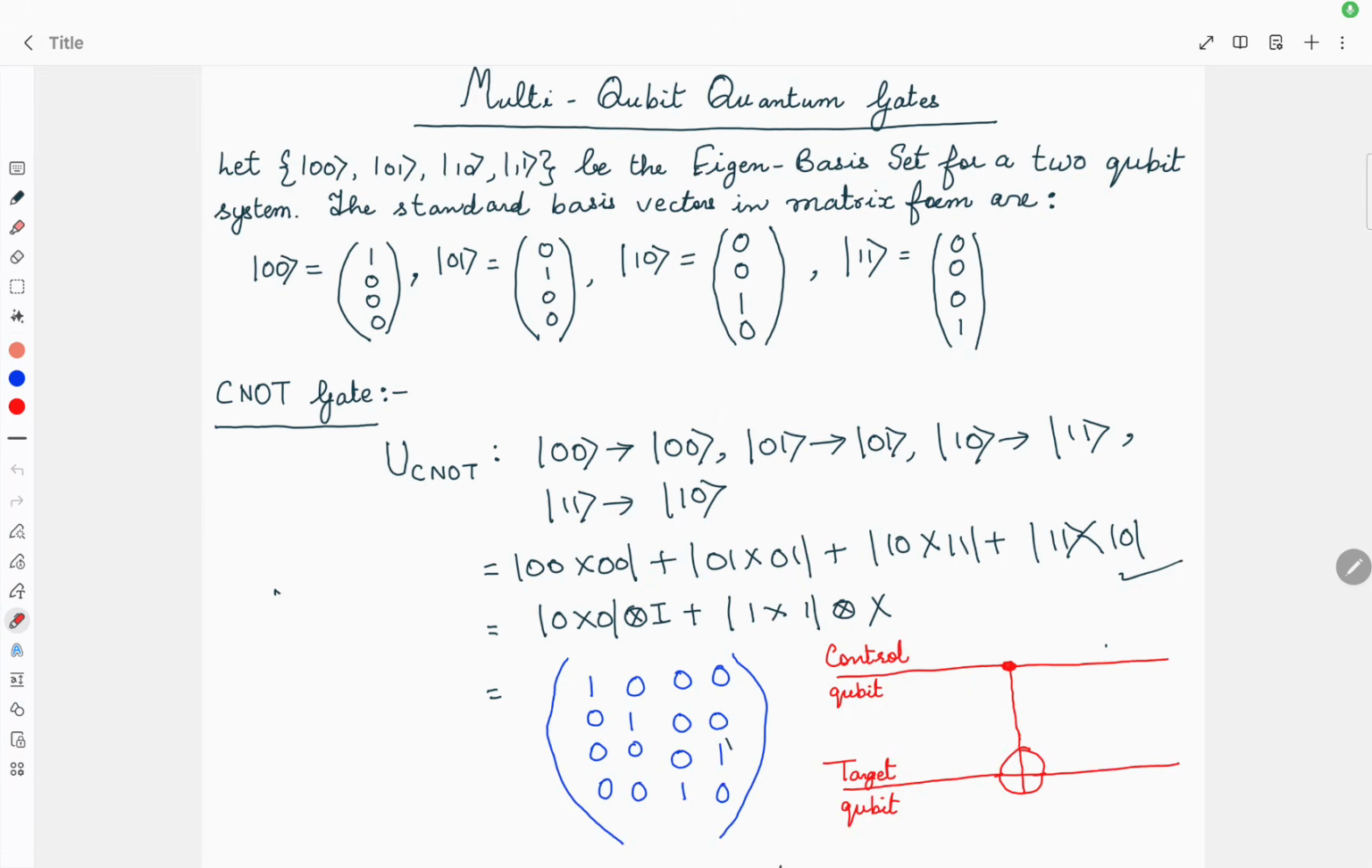Everybody, let us talk about multi-qubit quantum gates. To discuss multi-qubit quantum gates, we consider an eigenbasis set with four ket vectors: ket00, ket01, ket10 and ket11. So this system will represent two qubits and four eigenstates. So it is a dimension 4 quantum system. And the standard basis vectors in this eigenbasis set are represented by these column vectors.